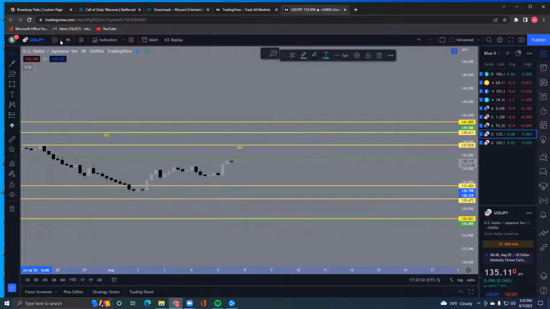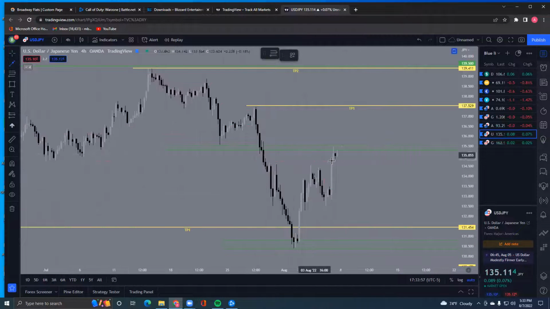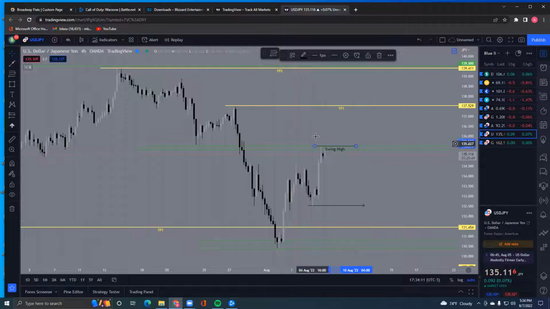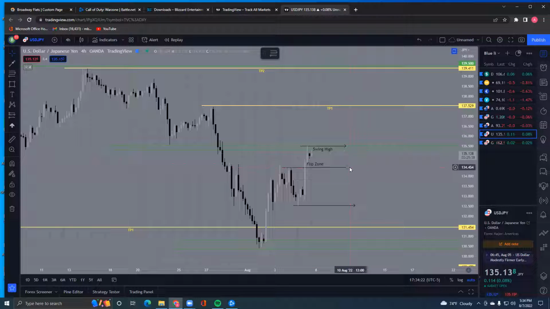So if we go to 4 hour, we'll go ahead and do the same thing. Swing high, swing low. We know this is a swing low right here, and this is our current swing high right here. And then right here, this is our flip zone, because this is where our previous swing high was that got broken out of. And now price should retest before continuing.